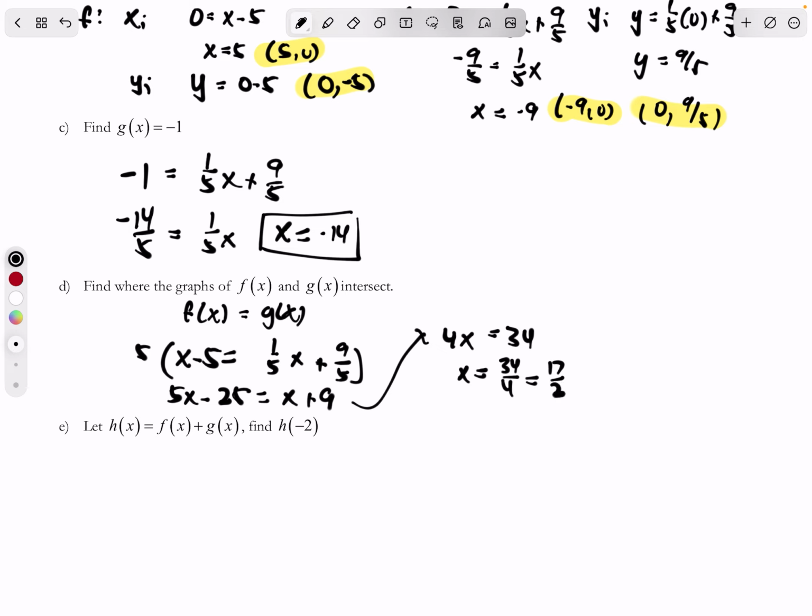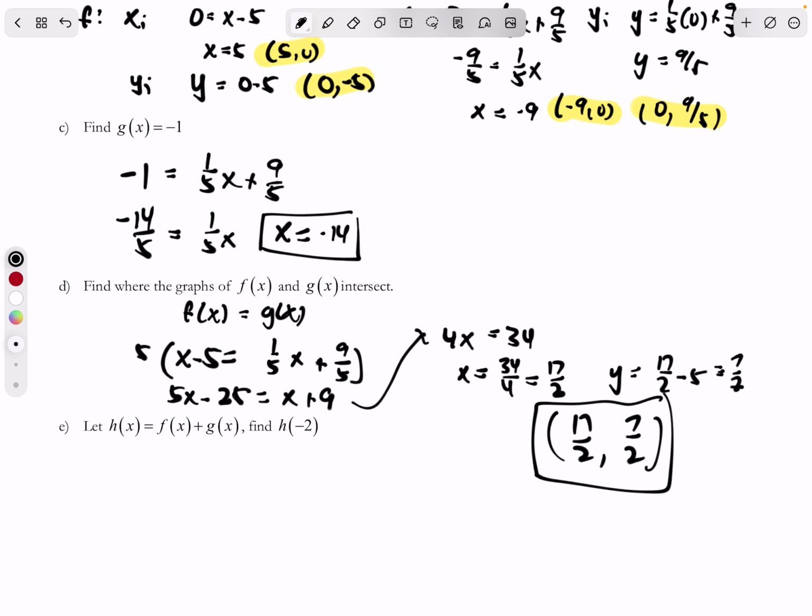I need to know what y is, so I'm going to plug that in. I'm going to go with the f function. It's a lot easier. X minus 5, 17 halves minus 5. I think that's 7 halves. So my point of intersection, the place where the graphs intersect, is 17 halves, 7 halves.